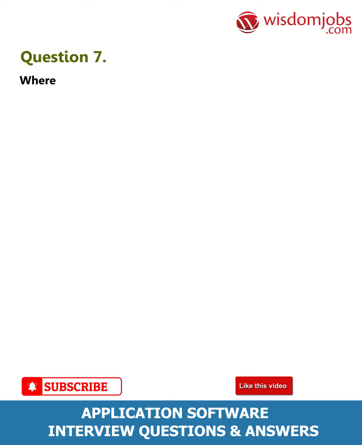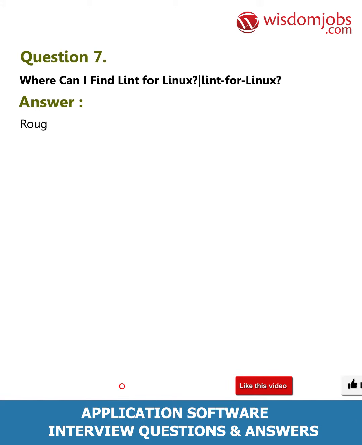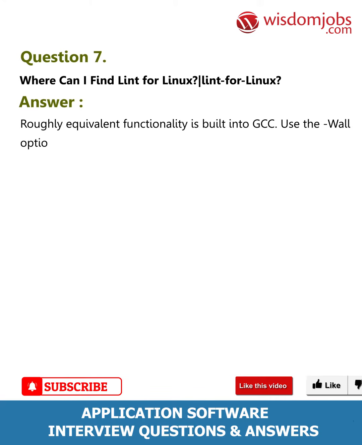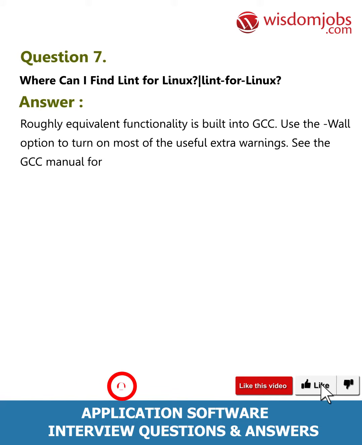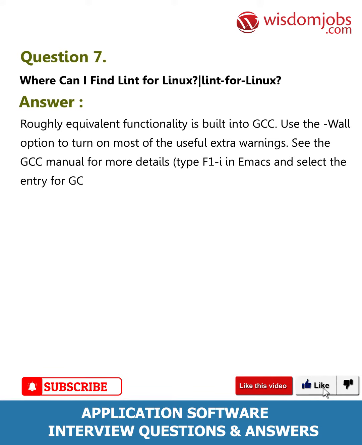Question 7. Where can I find Lint for Linux? Answer. Roughly equivalent functionality is built into GCC. Use the -Wall option to turn on most of the useful extra warnings. See the GCC manual for more details. Type F1 i in Emacs and select the entry for GCC.